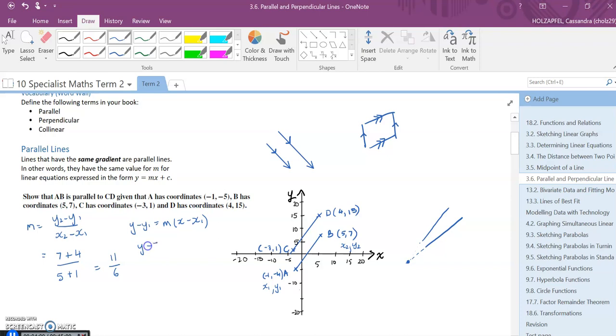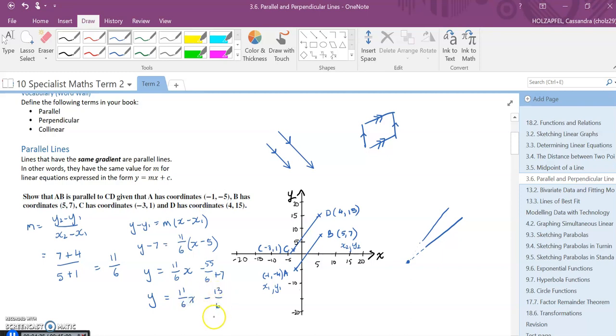So y take away 7 is equal to 11 over 6, and then that's going to be x take 5. All right, let's expand this out so that we have y is equal to 11 over 6x. This becomes minus 55 over 6 plus 7. I'm just going to quickly chuck that into my calculator. Okay, so then this is going to give me -13 over 6. So y is equal to 11 over 6x minus 13 over 6.